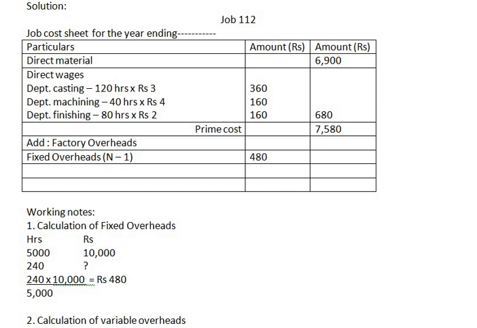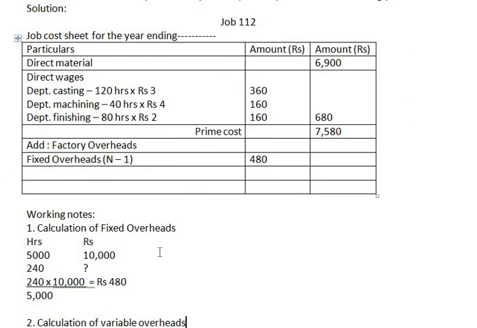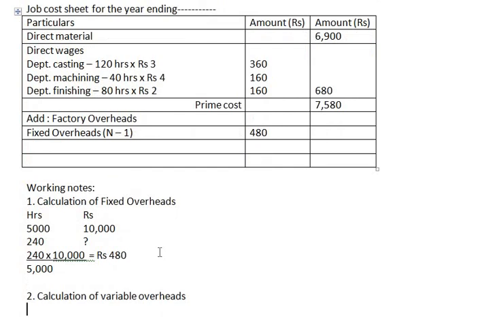Next they have given variable overheads: department casting rupees 4,000 for 2,000 working hours, department machining rupees 6,000 for 1,500 hours, department finishing rupees 2,000 for 500 hours. Now we have to see for each department how many hours they have worked, and accordingly find out their variable expenses. Take down the second working note, calculation of variable overheads. First we will solve according to department casting.